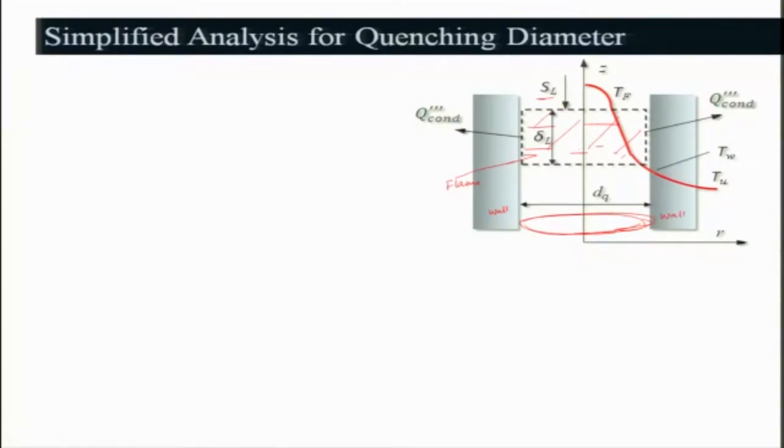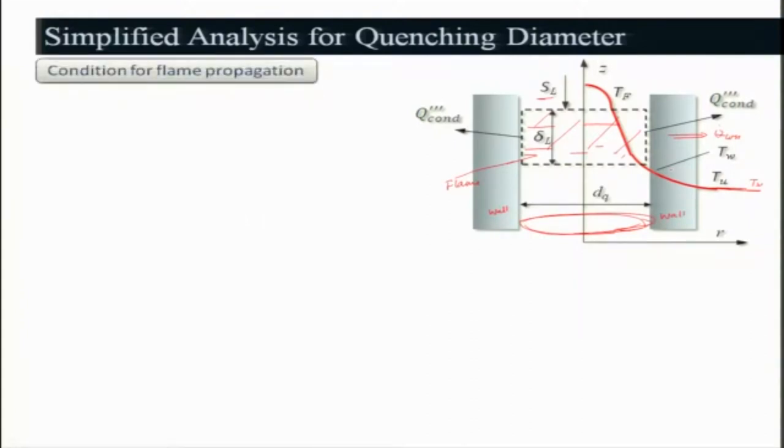So, this is your z direction and this is your r direction, and we are saying that at the center the temperature will be maximum, that is Tf, because the heat loss passing through the wall does not affect the center; that is the assumption, otherwise it would be a little lower. So, the temperature profile will be like that, and this is your Tu. Keep in mind that this will be asymptotically decreasing to Tu, but we will be making some assumptions in that.